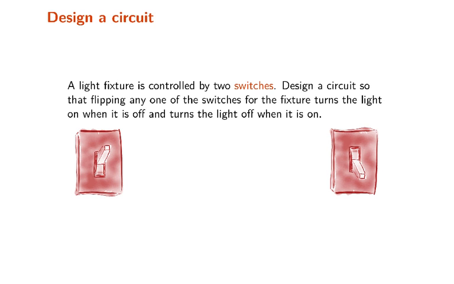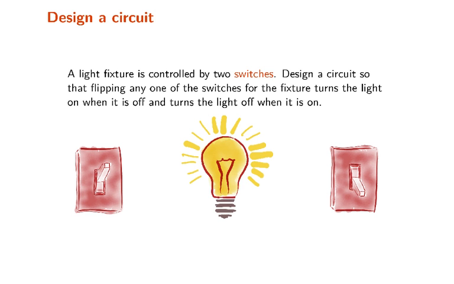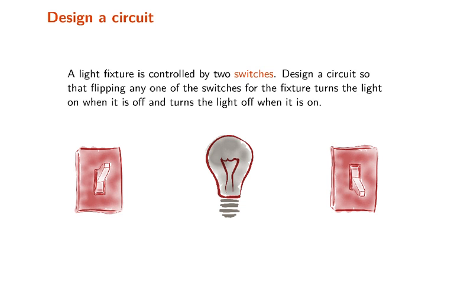So for instance, let's imagine that we have this problem. A light fixture is controlled by two switches. So we have to design a circuit so that flipping any one of the switches turns the light on when it is off and turns the light off when it is on. Let's suppose, for instance, that this light fixture is in a staircase. So you would like to have a switch at the bottom of the stairs and another switch at the top of the stairs.